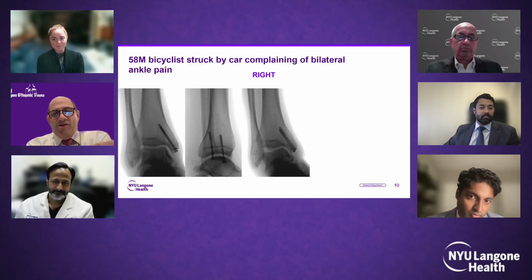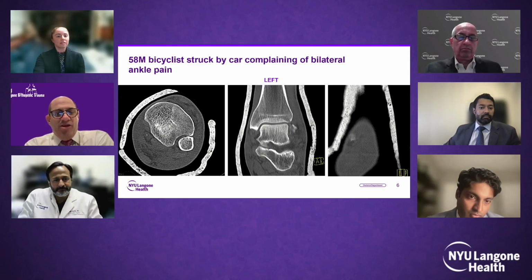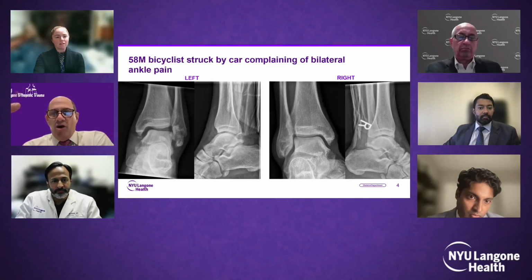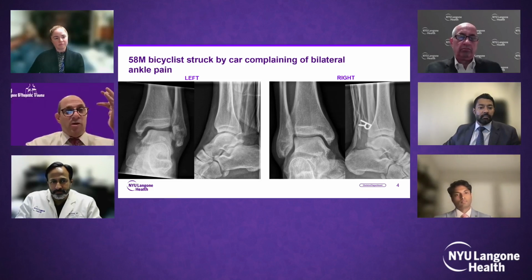I want to go back. Can you go back to the original injury X-ray on the left side? Sure. I think the reason why the mortise looks kind of funky is that the articular surface of the fibular side of the incisura, the articular cartilage on the distal tib-fib joint, is broken and flipped in, and that's kind of pushing the talus there.